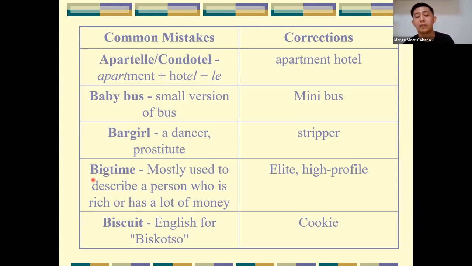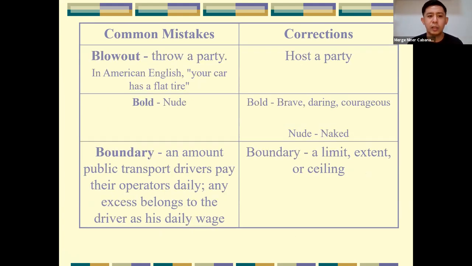All right? So that's what Filipinos say when referring to a person who has a lot of money. But once again, this is just an urban way of code mixing. If you want to refer to a person who is rich or who has a lot of money, we refer to them as elite or high profile. So you either use elite or high profile, or you can just say rich, right? Or successful. Now biscuit, as the English term for bizcocho: we don't refer to them as biscuit, we refer to them as cookies. So we use the proper terminologies, because you might not get understood by the people you're talking to if we use improper terms and non-English expressions.